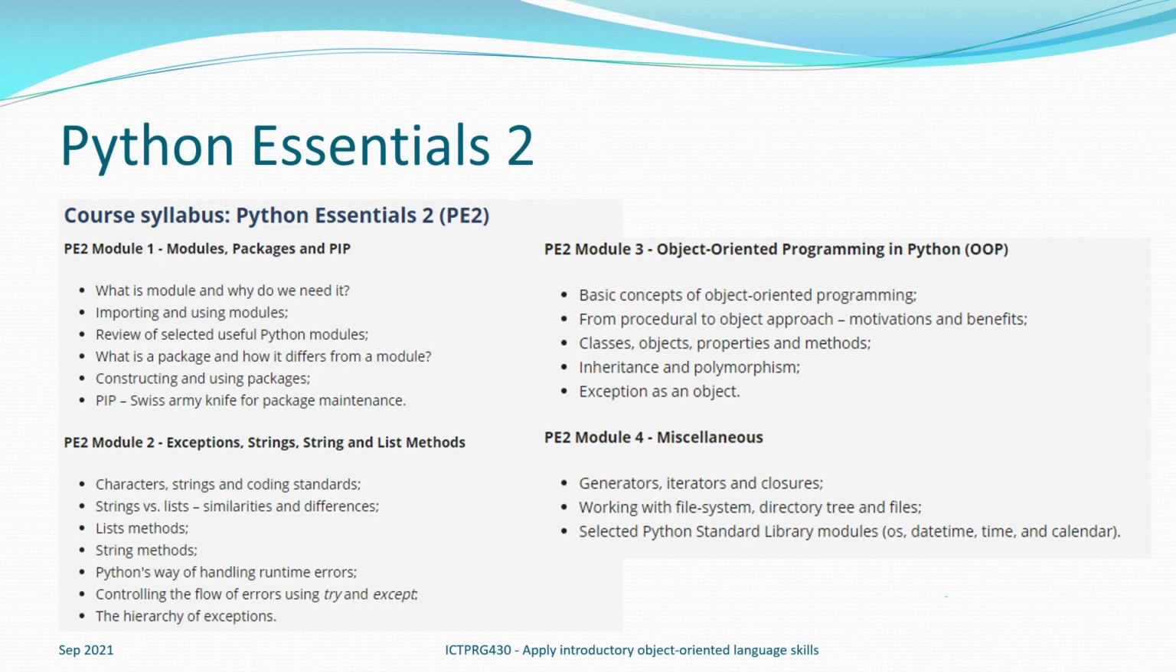And the second Essentials course, there will be packaging and pip. So we'll go through module 2, exceptions, strings, list methods. Module 3, the object oriented Python. And module 4's miscellaneous items.